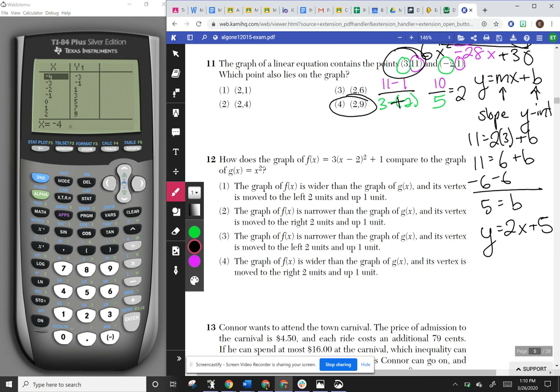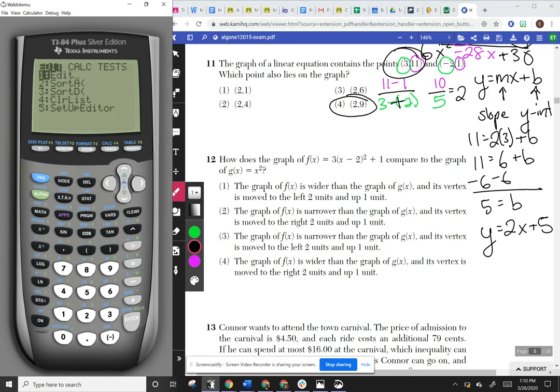There is also a way you could skip all of this work as well. So you go to Stat, Edit, make sure both of these lists are cleared, and we're going to put both points here. So we have the point 3, comma, 11, so 3 goes into L1, and 11 goes into L2. And negative 2 goes into L1, and 1 goes into L2.